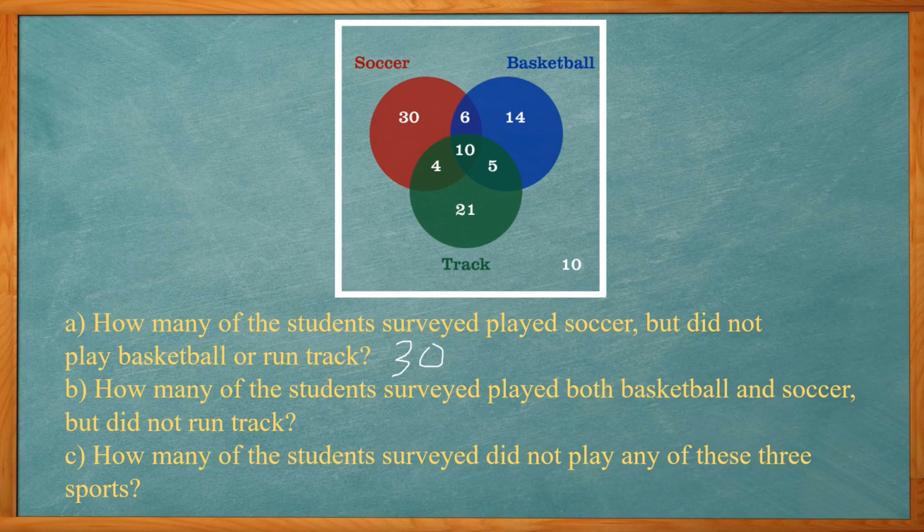And B, how many of the students surveyed played both basketball and soccer and not track? Basketball and soccer. So see where those overlap. With the red and blue, that's going to be 6.